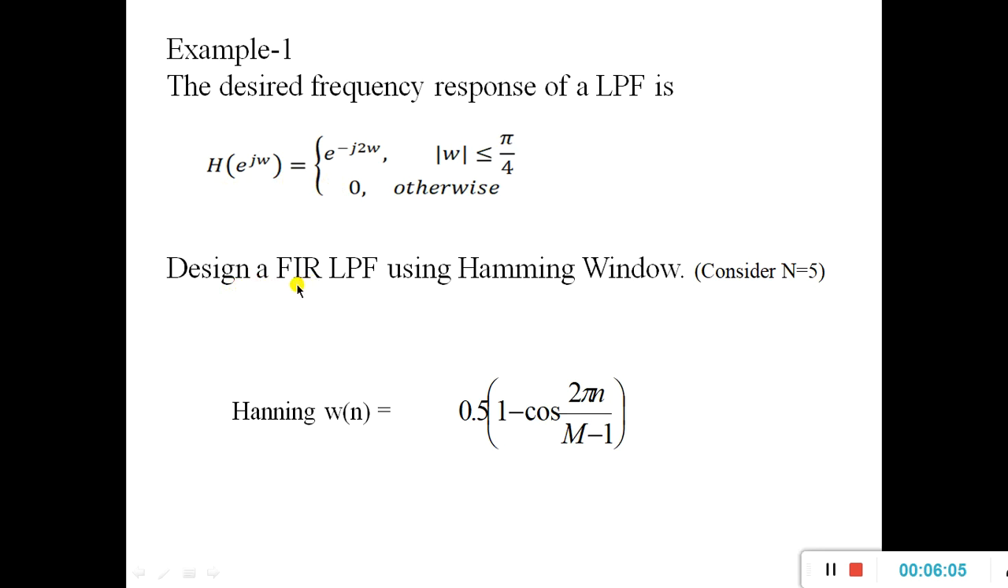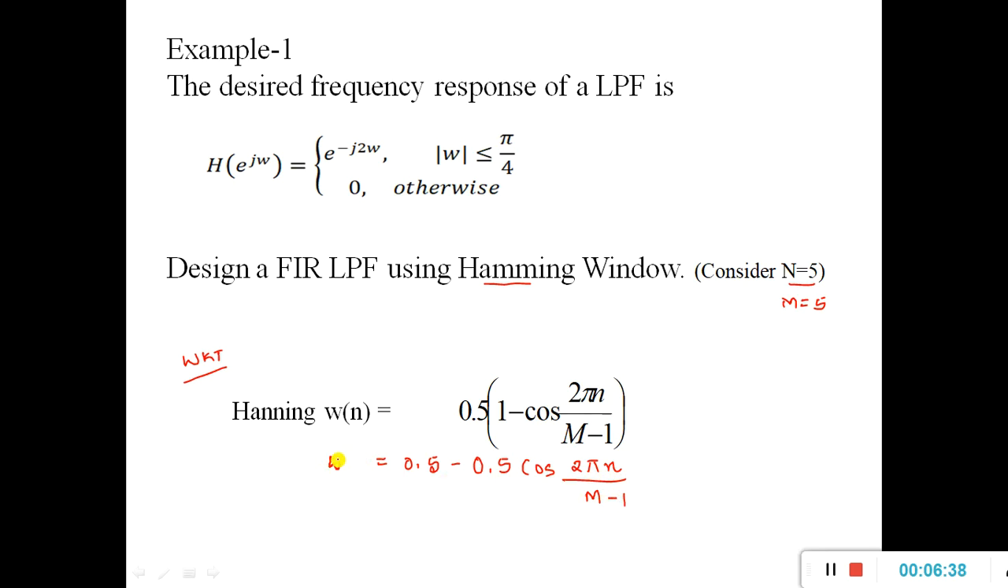So we need to design the FIR low pass filter using Hamming window. I need to consider that m, or whatever we say n, considering it to be 5. So we know the Hamming window definition is 0.5 minus 0.5 cos... let me write it another way, where I multiply this 0.5 inside the bracket. So this becomes 2 pi n divided by m minus 1.